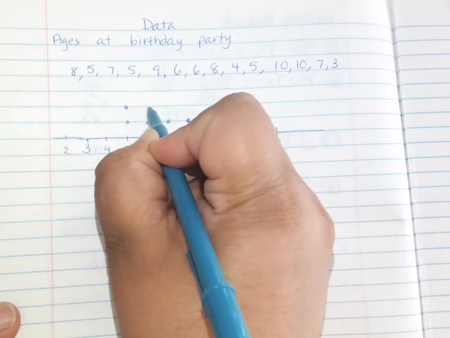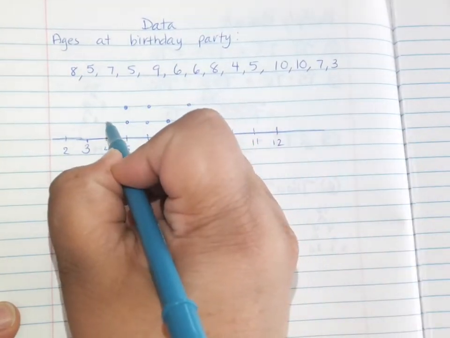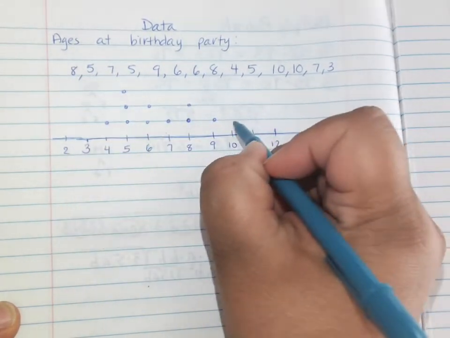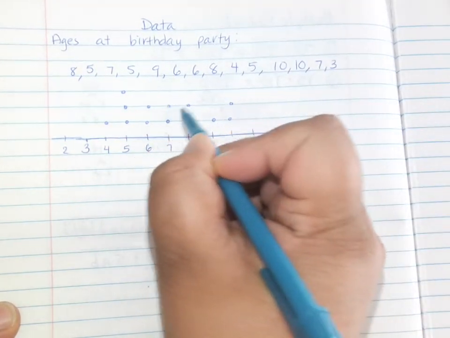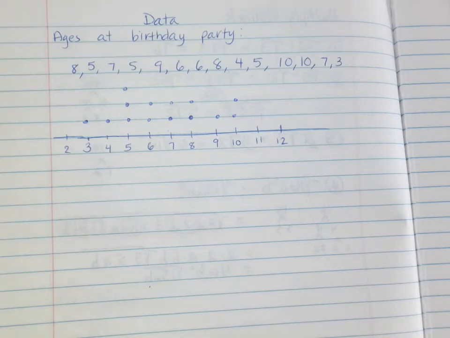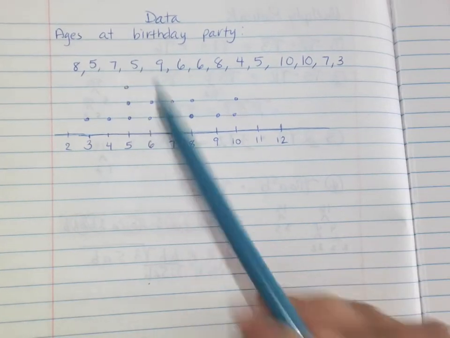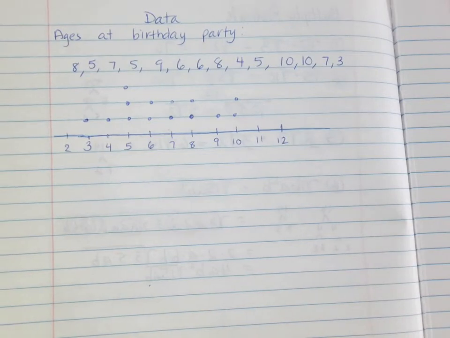So 6, 6, 8, 4, 5, 10, 10, 7, and 3. And that would be my dot plot. And we could see from here that the most dots we have are at the 5. The lowest is 3, highest is 10. So there's different things you can get out of this. So that's a basic dot plot.